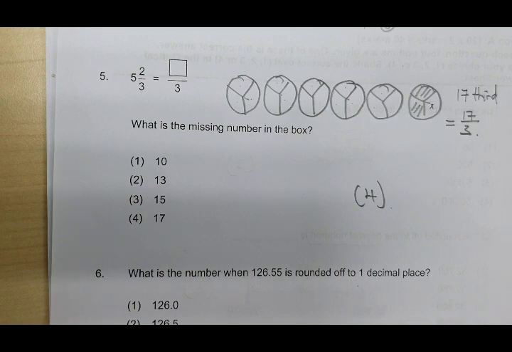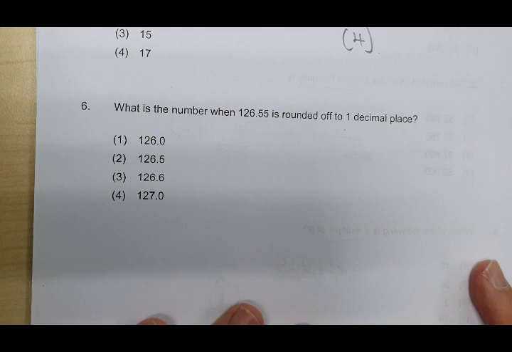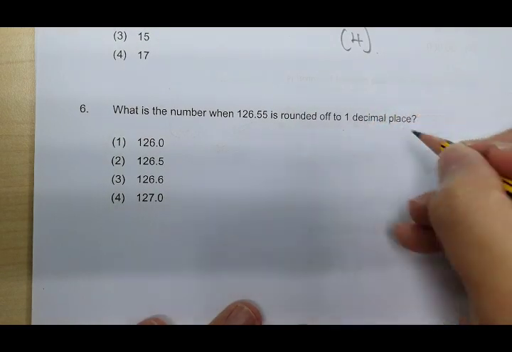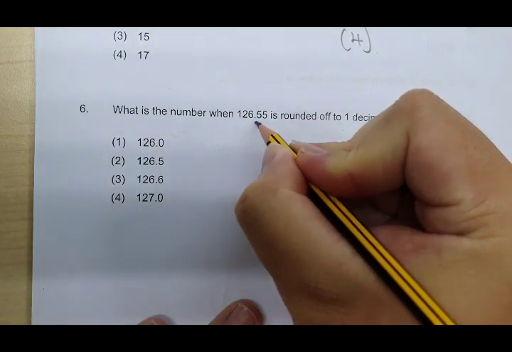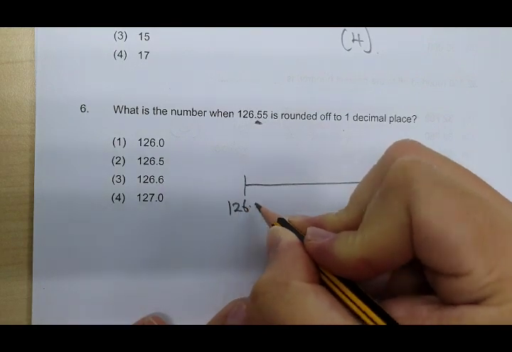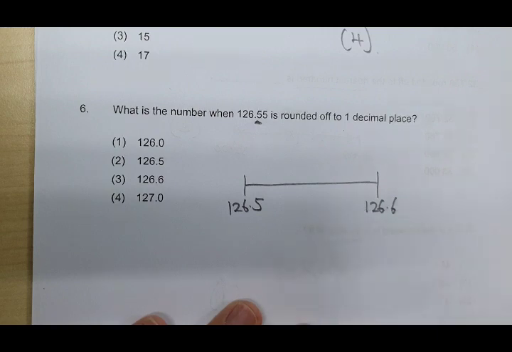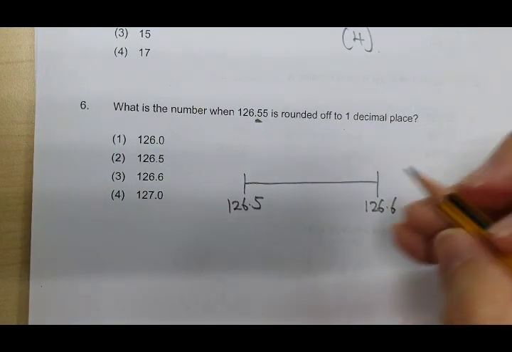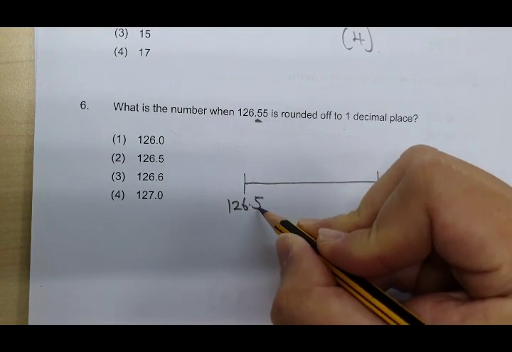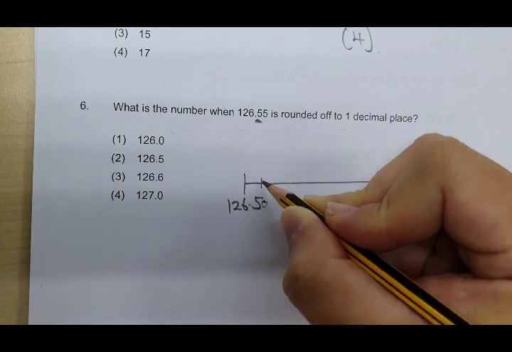Alright, so let's move on to question number 6. What is the number when 126.55 is rounded off to 1 decimal place? So as you underline the first decimal place, so that will tell us a good guide here. So it's between 126.5 or round up to 126.6. Very good. Then what is the number 126.55? It will be 126.51. This will be 126.51.